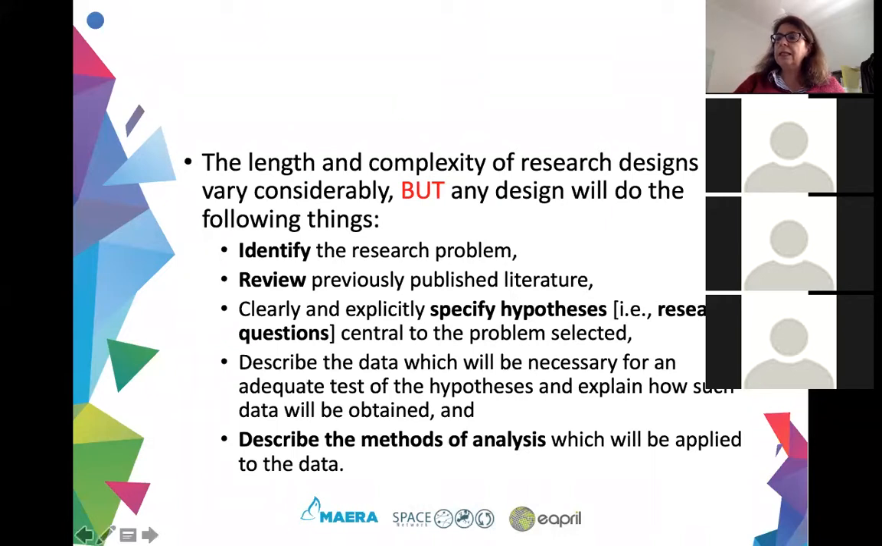Given this, the length and complexity of research designs can vary considerably, but any design will do the following things. The first one is to identify the research problem clearly and justify its selection. And this topic was discussed in webinar number 1. Then review previously published literature associated with the problem area.